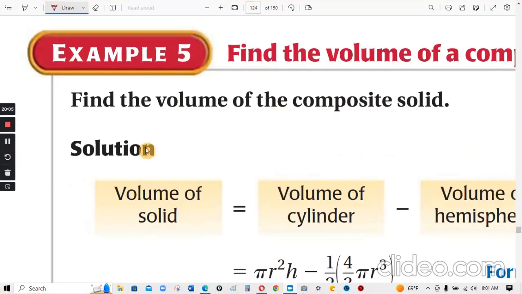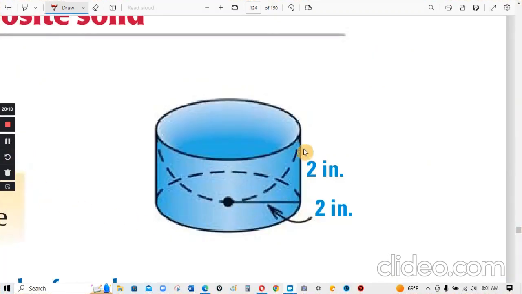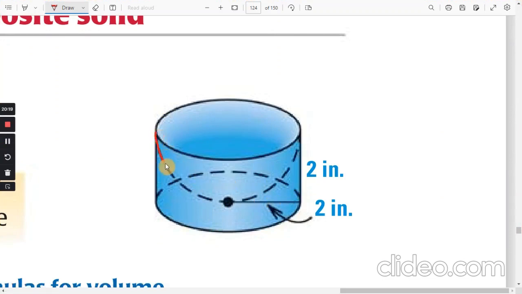All right, challenging problem here. Example 5, find the volume of the composite solid. So here's our composite solid. It's a cylinder, and it actually has a dent in it right here. See this half a sphere right here? This in here is actually a space. It's empty space. So the top of this cylinder, it's called a hemisphere.